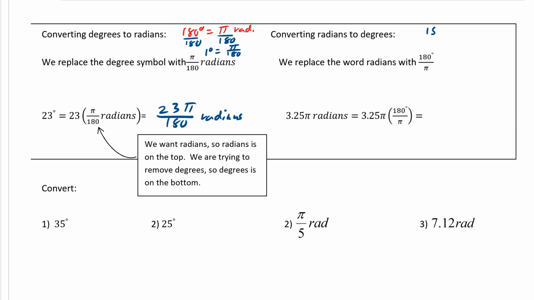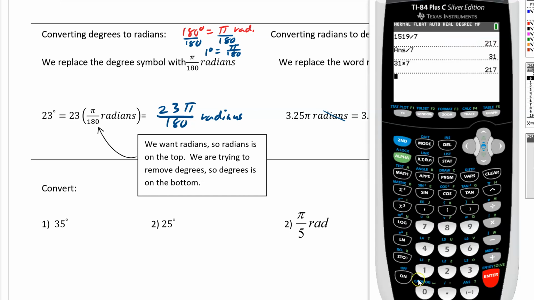So if you think about 180 degrees equals pi radians, if I divide both sides by pi, I would get 1 radian is equal to 180 degrees over pi. So we can take the radian part and replace it with 180 over pi. But the way I look at it is I want to get rid of degrees, so I put degrees on the bottom. If I want to get rid of radians, I put radians on the bottom. So if you think about that little radian sitting there, all we're doing is canceling it, and now we're left with a degree symbol. We can also cancel the pi.